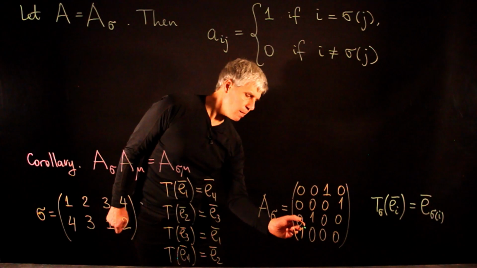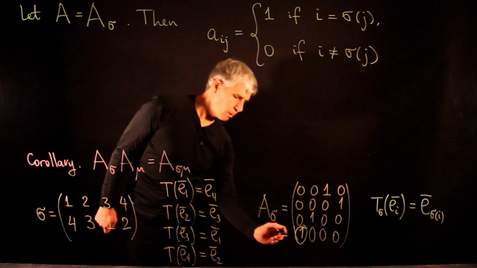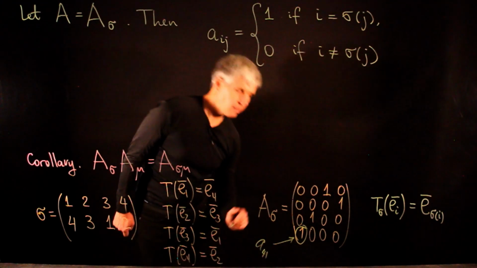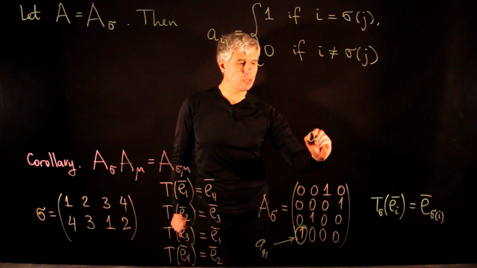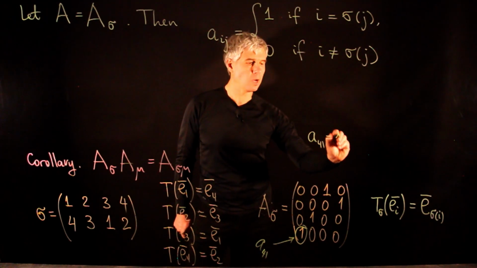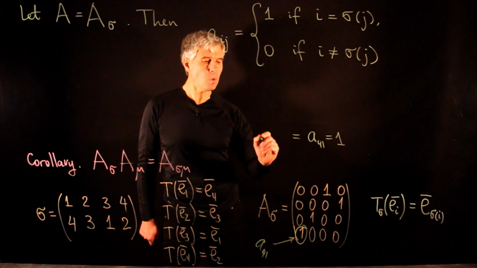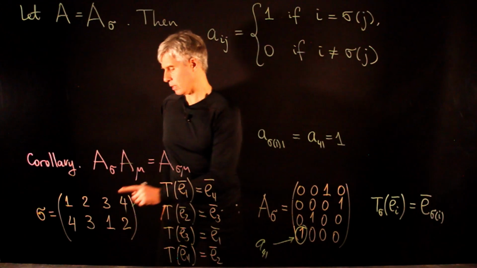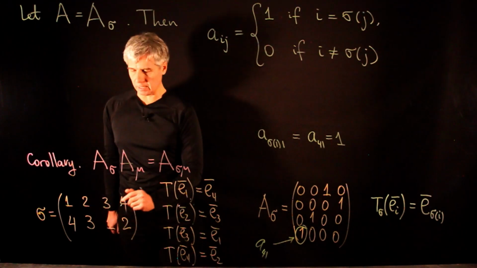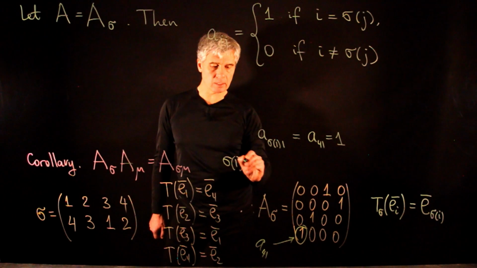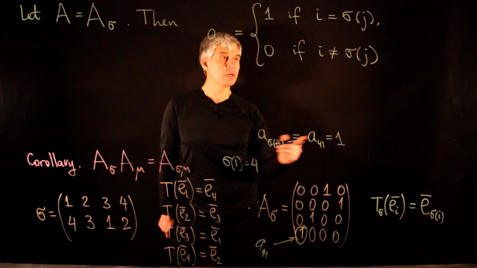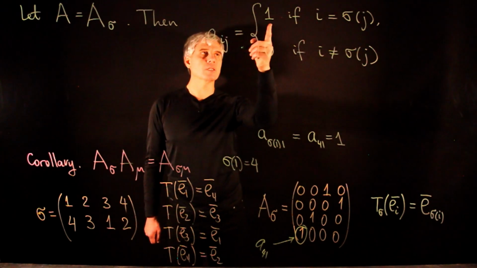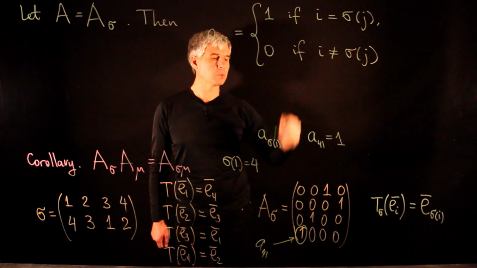Let us come back to this example and let us look at this entry. So this entry here is a_41, and what we can say is that a_41 here is equal to 1. But we note that a_41 can also be written as a_(sigma of 1),1, because from this permutation we see that sigma of 1 is equal to 4. And so this is in agreement with what we said here. So a_ij is equal to 1 if i is equal to sigma of j.